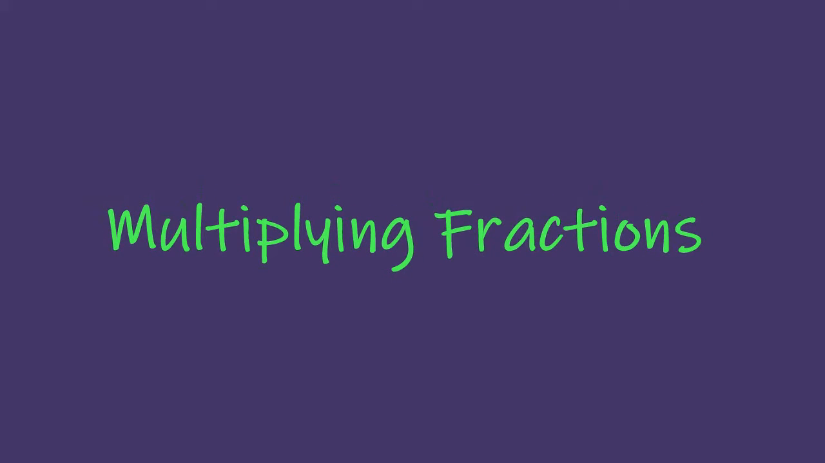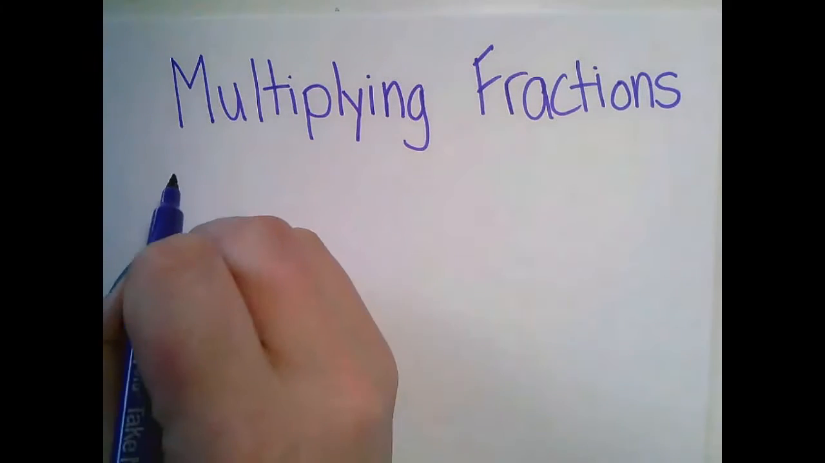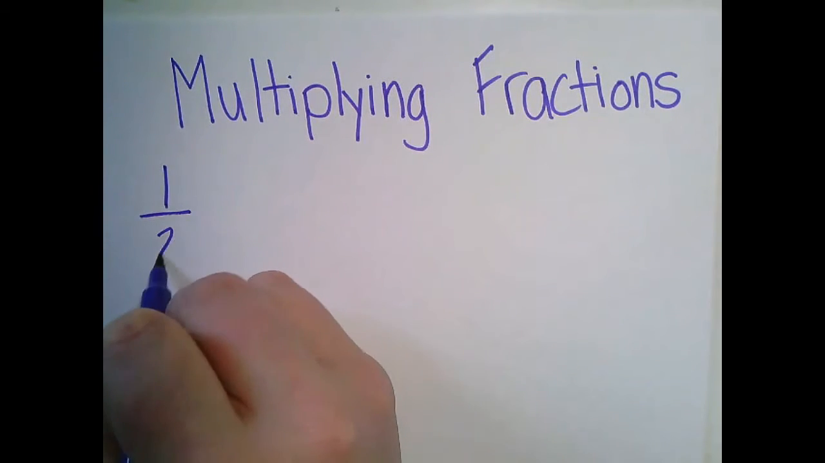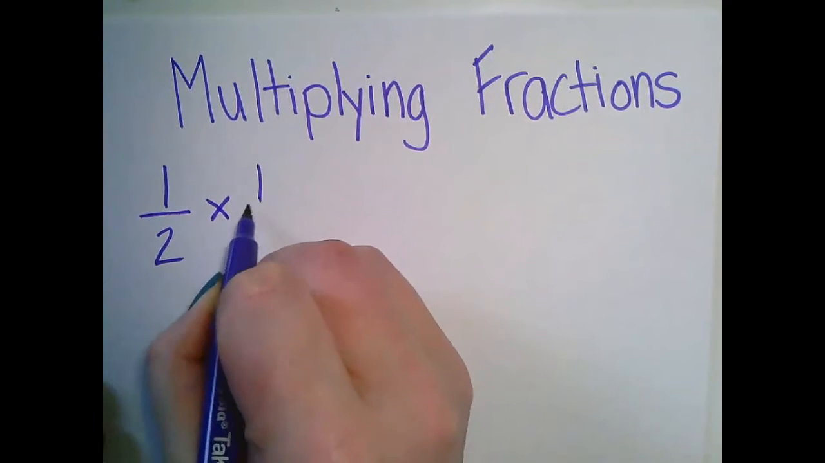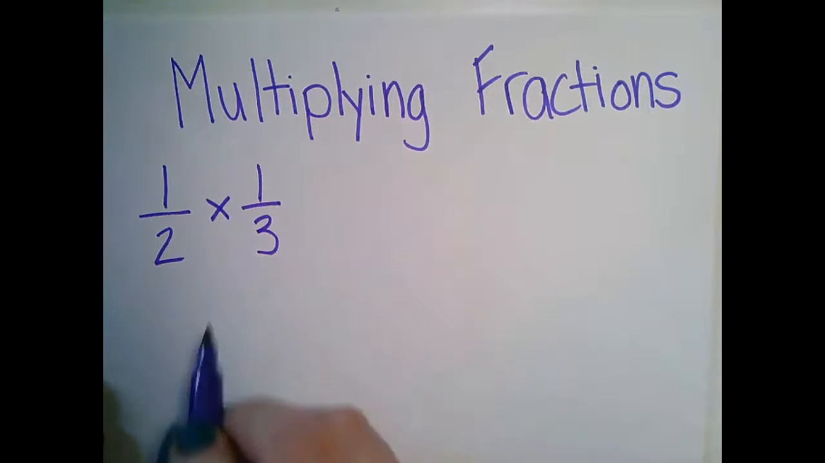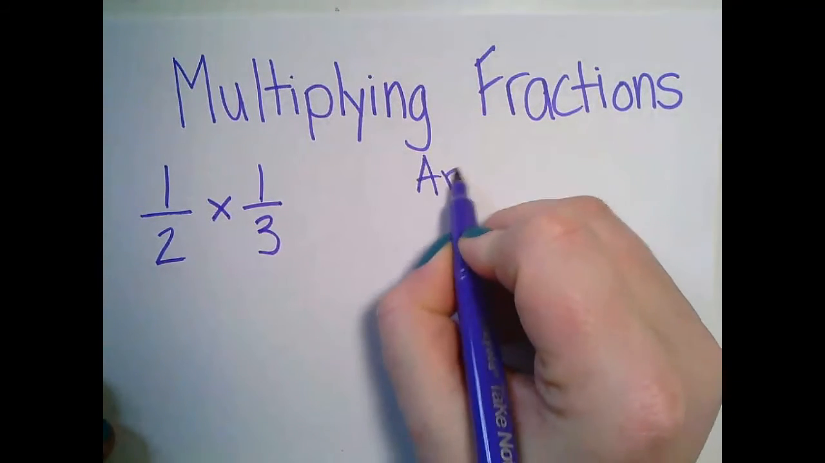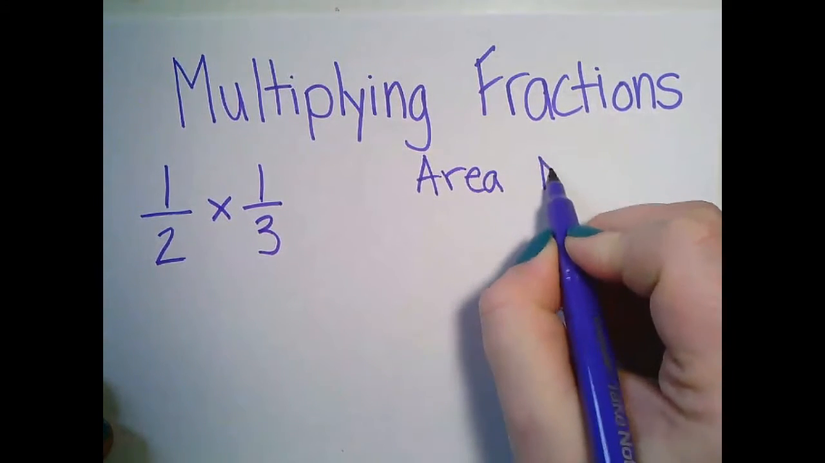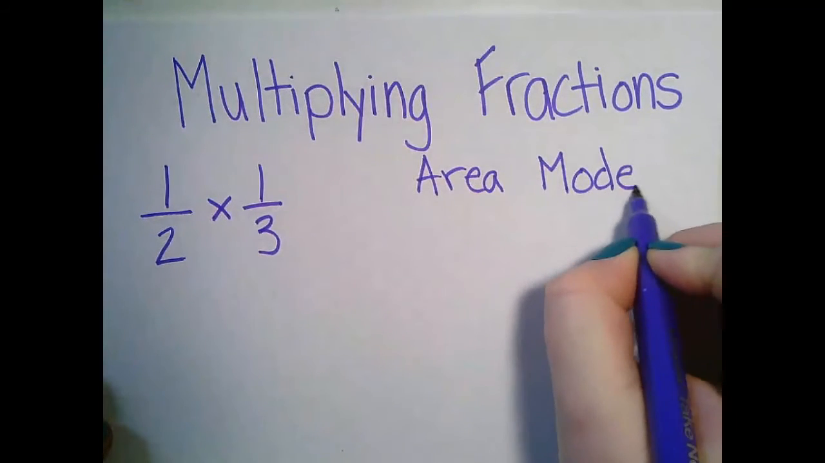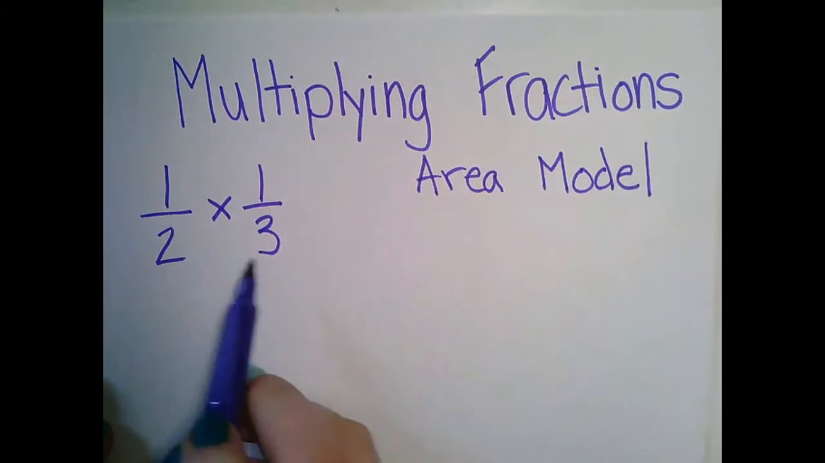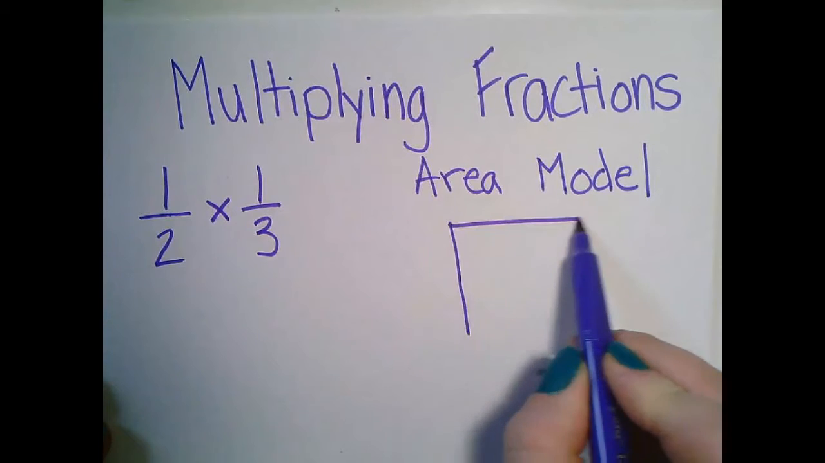Today we are going to start talking about multiplying fractions. When you are multiplying simple fractions such as 1/2 times 1/3 and there is no whole number attached, you are able to create an area model just like when we multiply whole numbers. So we are going to create our square that goes with our area model.